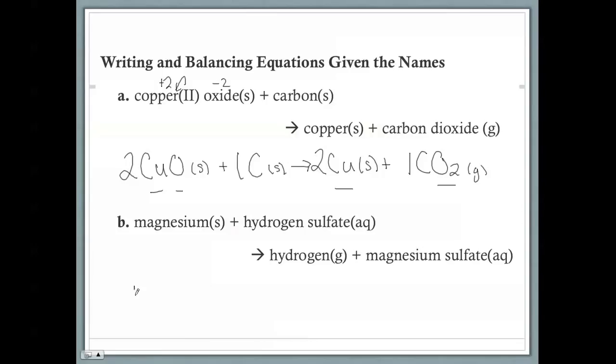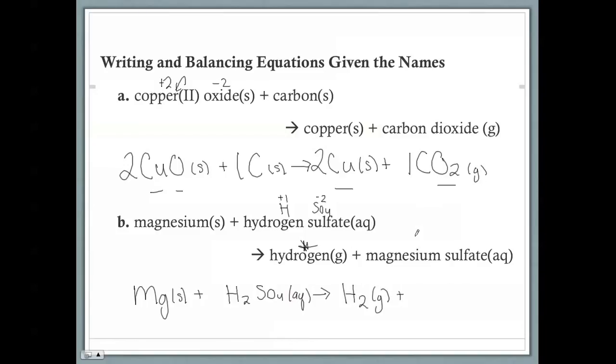All right, go ahead at the bottom. Magnesium is a solid, it's not diatomic, so I can just leave it like that. We have hydrogen and sulfate SO4. Sulfate on table E is -2, hydrogen is +1. So I need 2 hydrogen in order to balance out the SO4, which is an aqueous solution. Now this one, hydrogen, just be careful. Hydrogen is a diatomic element, so it must be H2.